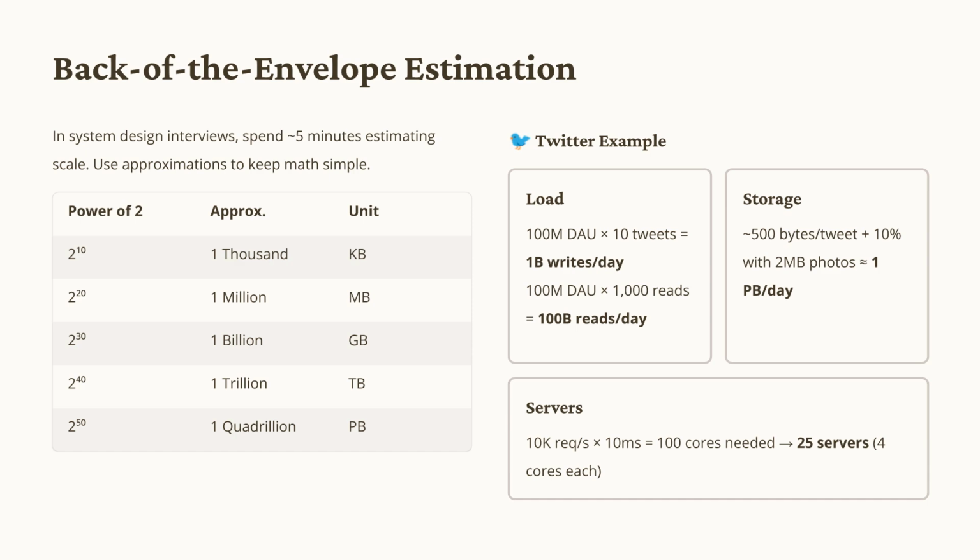Back-of-the-envelope estimation uses approximations to keep the math simple during system design. Use powers of 2 for scale estimations. For example, in a Twitter scenario, a daily load of 100M daily active users results in 1B writes and 100B reads, requiring about 25 servers for the traffic.